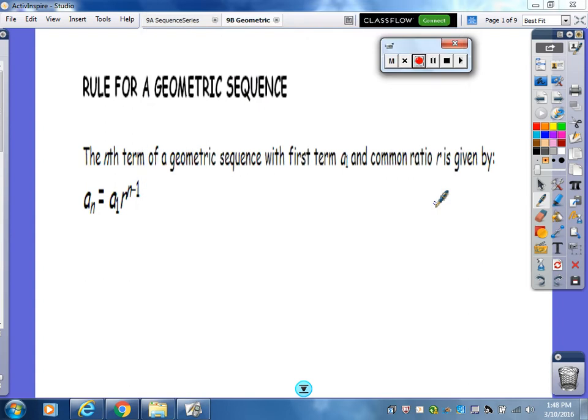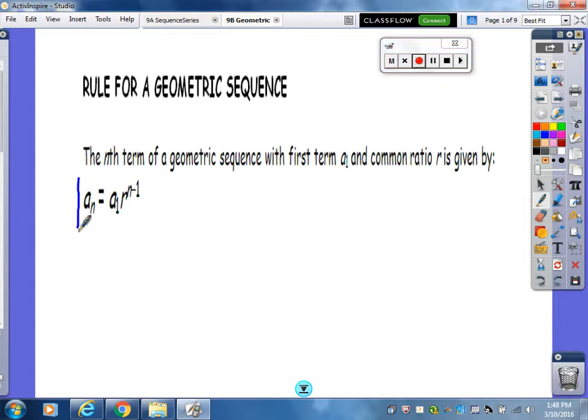Alright, today's lesson is going to focus on geometric sequences and series. So recall from our previous lesson that in a geometric sequence or series, you multiply by a common ratio each time. Alright, so the first types of problems we're going to do are those when we have to find the rule, the nth term of the geometric sequence.